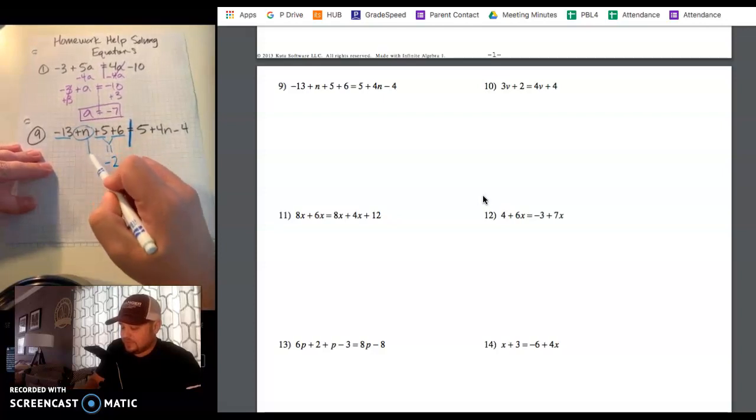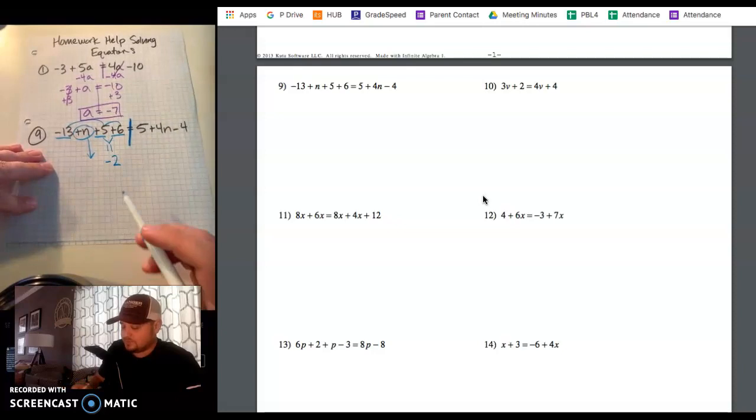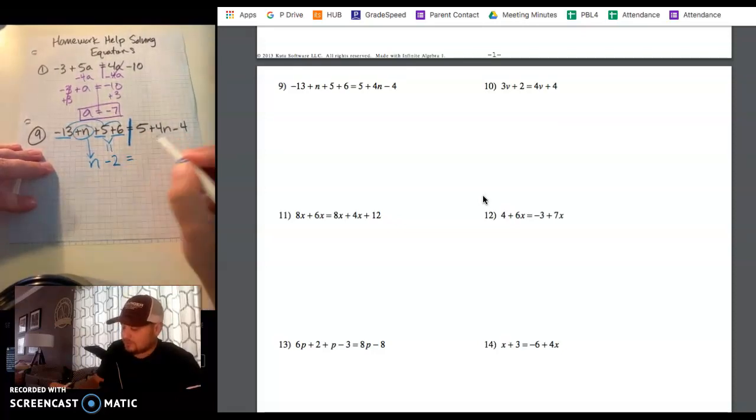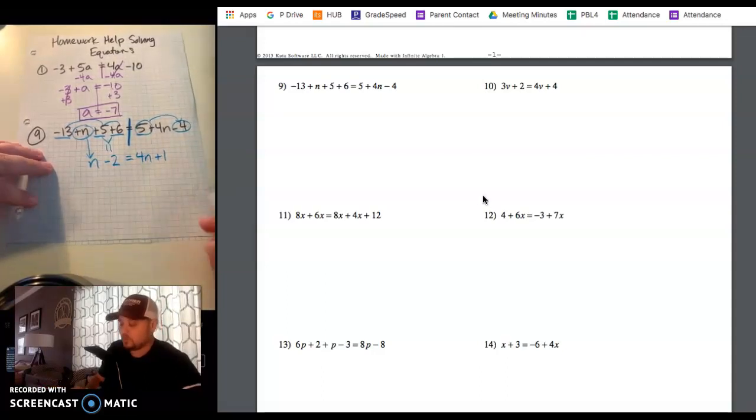Don't forget that this n is still here. So I took the 3 numbers and I combined them into a -2, and I've got the n still there. All right, let's do the same thing on the other side. The other side, a little bit simpler. Here's my n's. I don't have any other n's to combine that with, but I can combine the 5 and the -4. 5 minus 4 is 1, so I'm going to call this 4n plus 1.